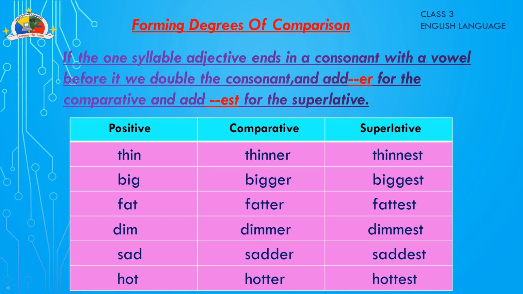Now remember, when the positive degree ends in consonant with a vowel before it, we double the consonant, then add er for the comparative and est for superlative degree. For example, thin. Thin is the positive degree, thinner is the comparative degree, thinnest is the superlative degree. So, big, bigger, biggest, fat, fatter, fattest, dim, dimmer, dimmest, sad, sadder, saddest, hot, hotter, hottest.